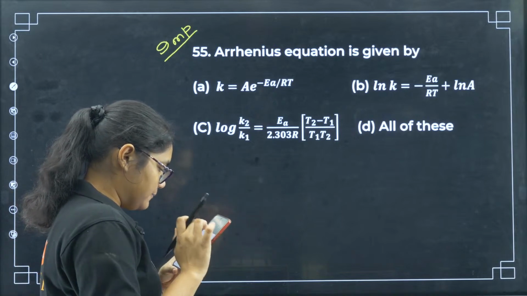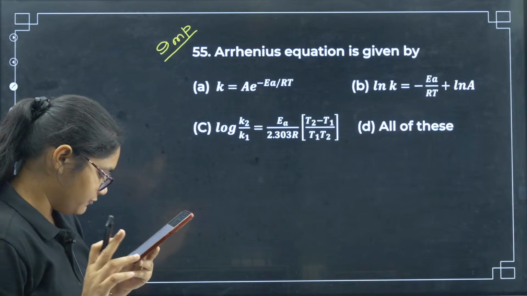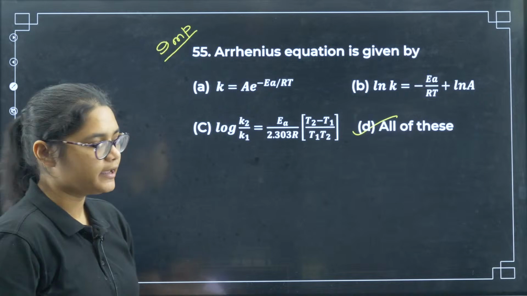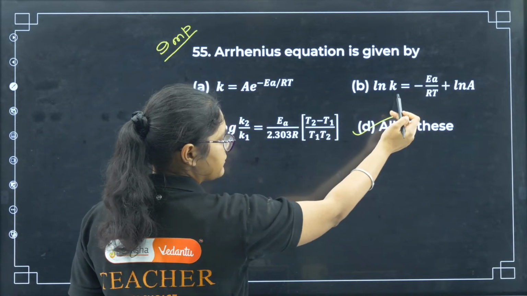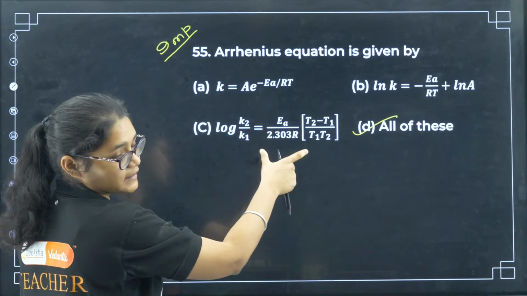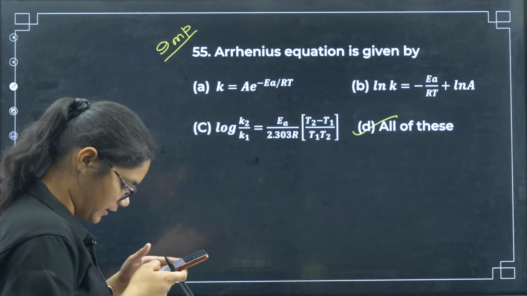Let me see who gives the correct answer here. No, 55A, those who have given that are wrong. It is 55D, all of these. If you write this in terms of ln K, you will get this equation. If you write the same equation for two temperatures, you will get this expression. So all of these three are correct. So D is the correct answer.